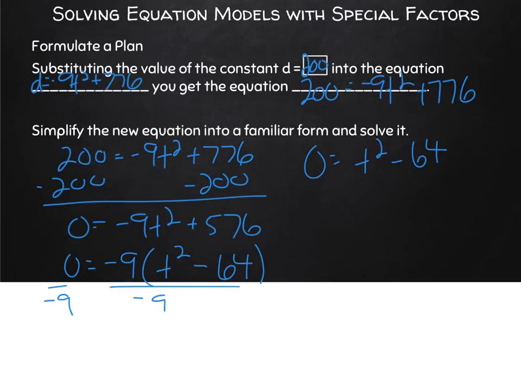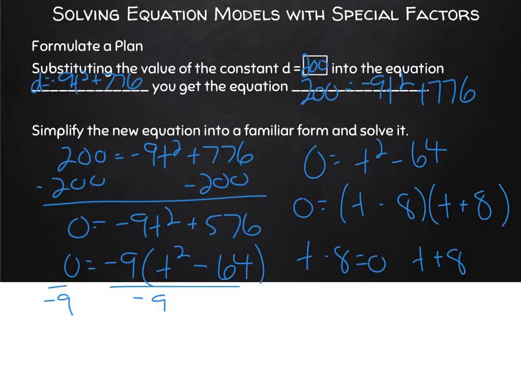So then what squares to give us t squared? That is t. And what squares to give us 64? That is 8. Make one positive, one negative. Set that equal to 0. Solve by setting each term equal to 0. And you get t equals plus or minus 8.